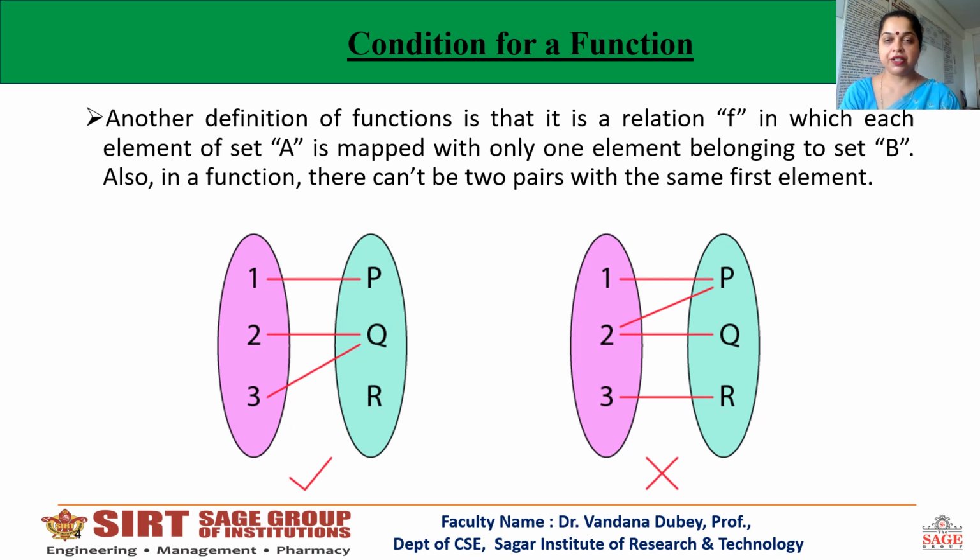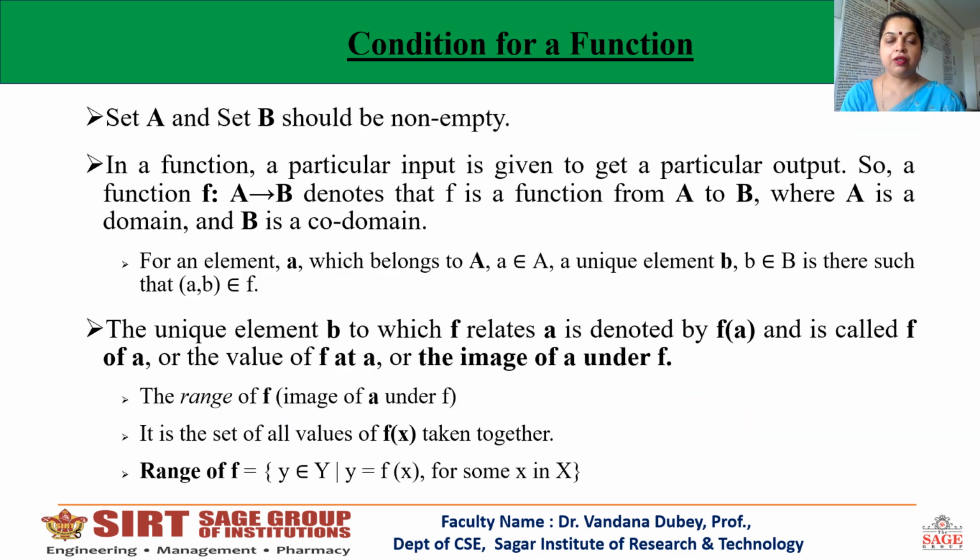So the condition for a function is that, as we are mapping set A with set B, first set elements cannot be mapped with two elements of set B. That means one element in set A cannot have two images in set B. So the conditions for a function, as we are making a function between set A and set B, are that these sets A and B should be non-empty. There must be some elements in them.